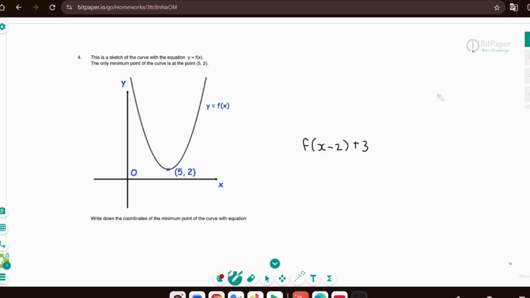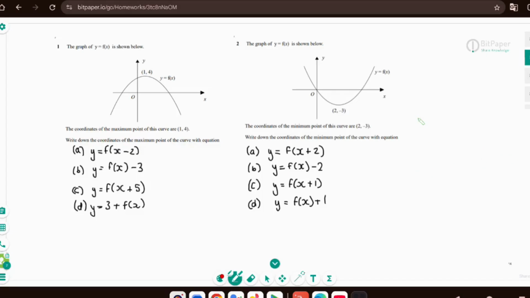Okay, have a go at this one. f of x minus 2 inside your function and add 3. So this would mean we go 2 to the right. The new coordinate would be 7, 2. But then we're adding 3 outside our function, so we need to add 3 to the y coordinate because it's moving 3 up. So the new coordinate would be 7, 5.